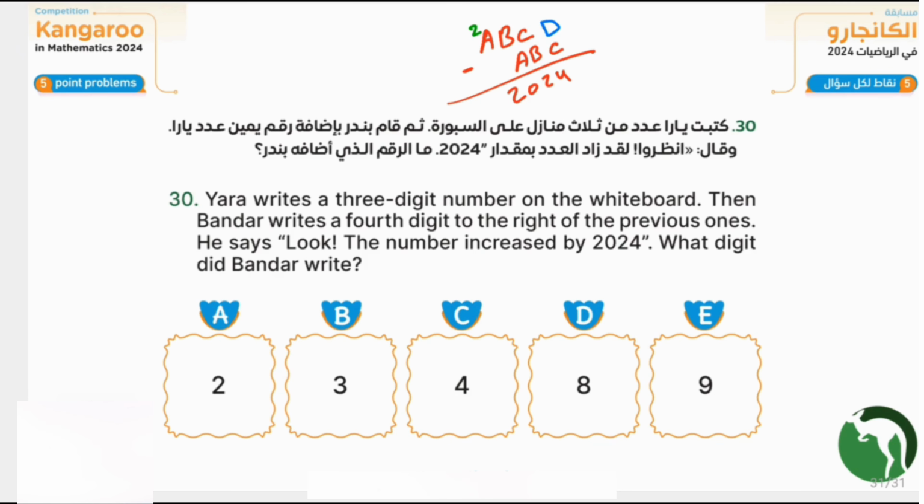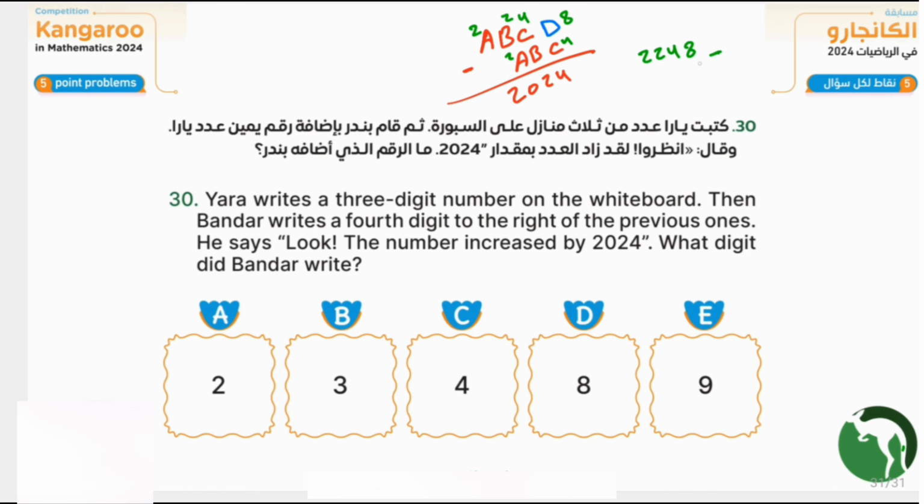A is 2. Now B minus A is 0, so B is also 2. Now C minus B, which is 2, is equal to 2, so C is 4. Now D minus 4 is equal to 4, so D is equal to 8. Okay, so the number that Yara wrote is 224, and Bandar added this digit, which is 8.